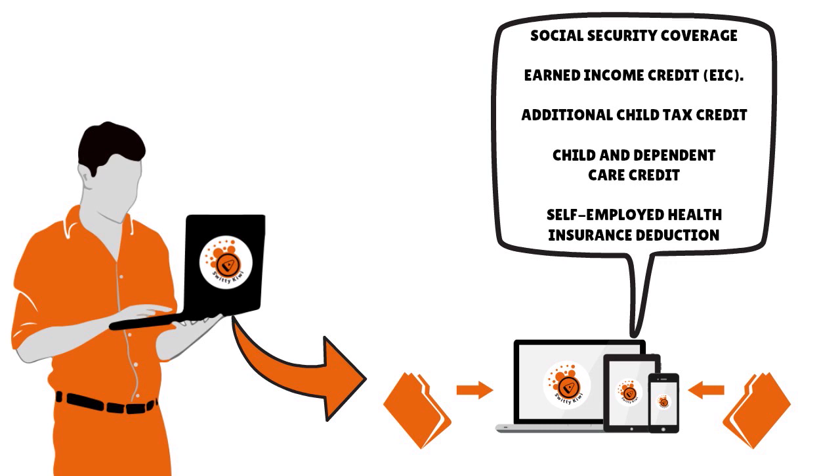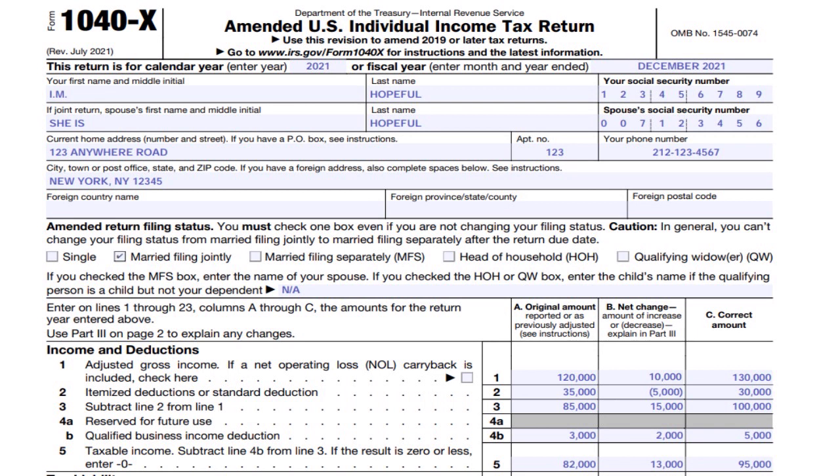And one thing you need to understand here is that you can actually change the method used to figure your net earnings from self-employment after you file your return. That is, you can change from the regular to the optional method or from the optional to the regular method. Okay, you can do this, but you need to file Form 1040X.